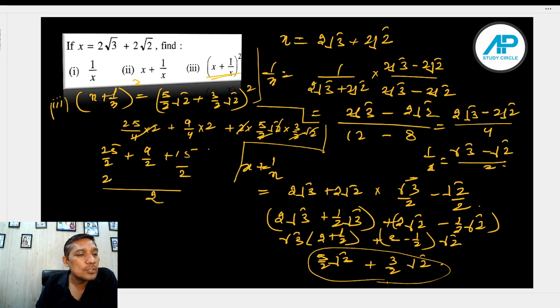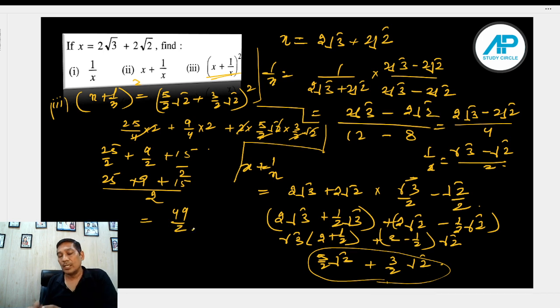Take 2 as the LCM. 25 plus 9 plus 15. Wonderful. I got a very unique answer, a very interesting answer in the third part. That gives me 34 plus 5, 39 plus 1, 49 upon 2. That is the final answer of this question.